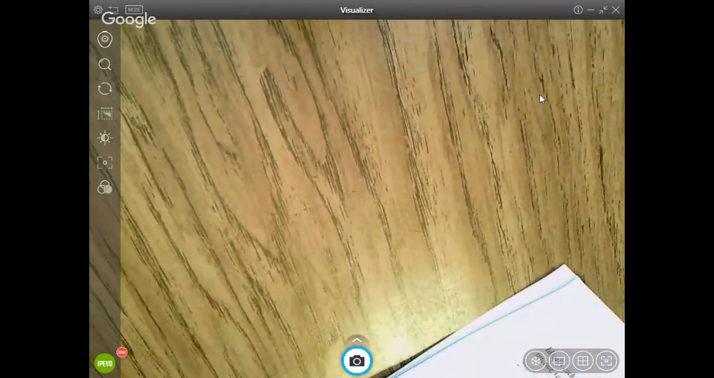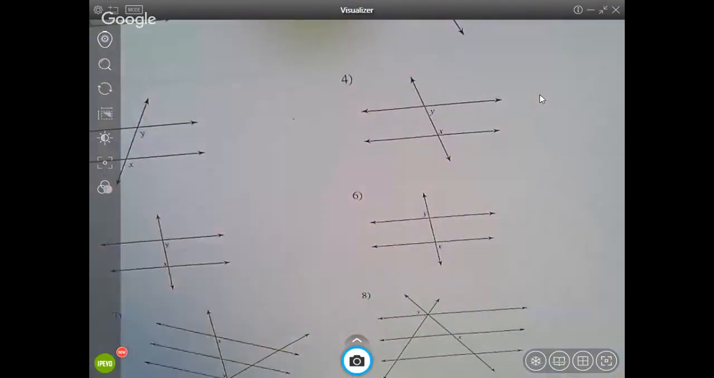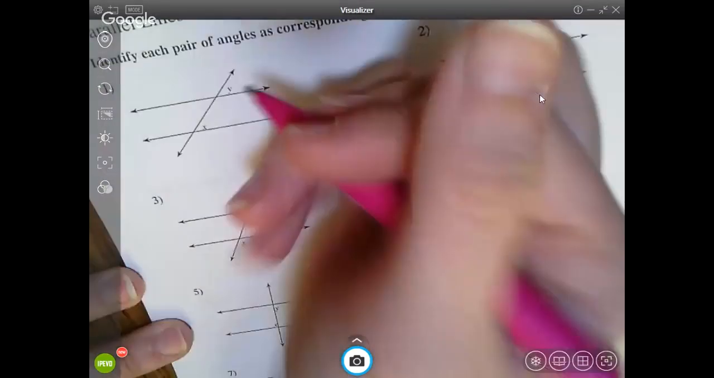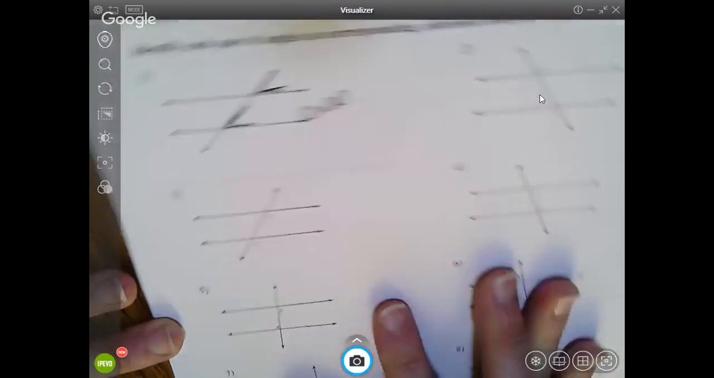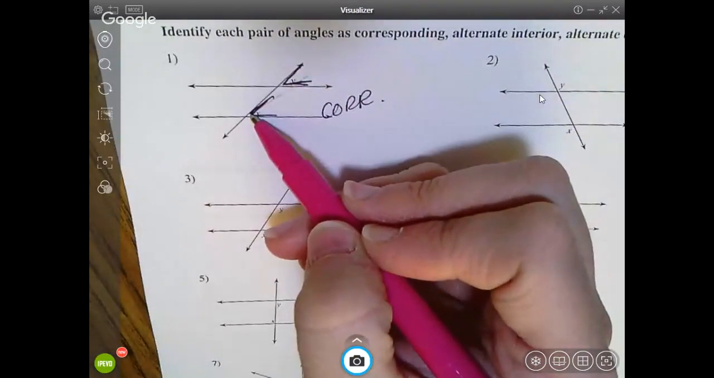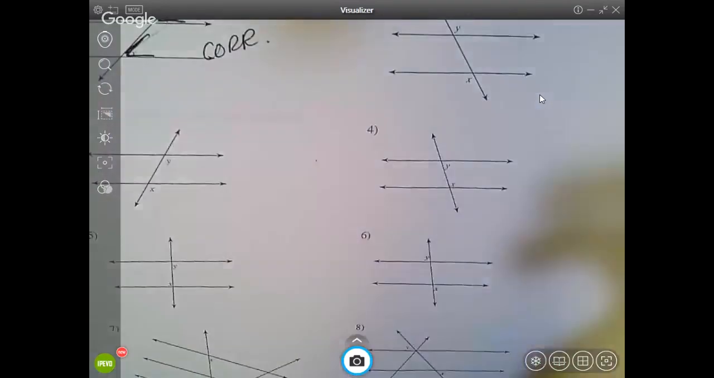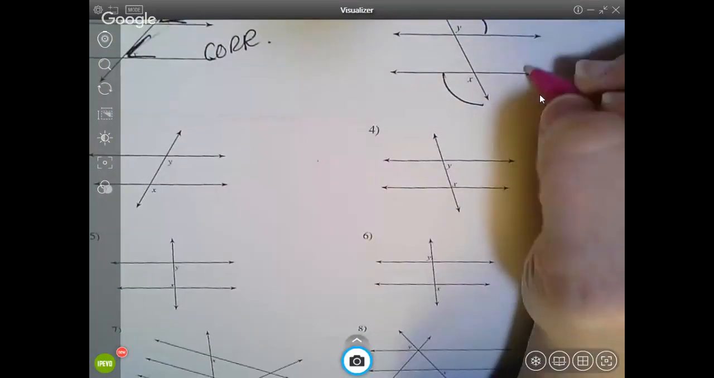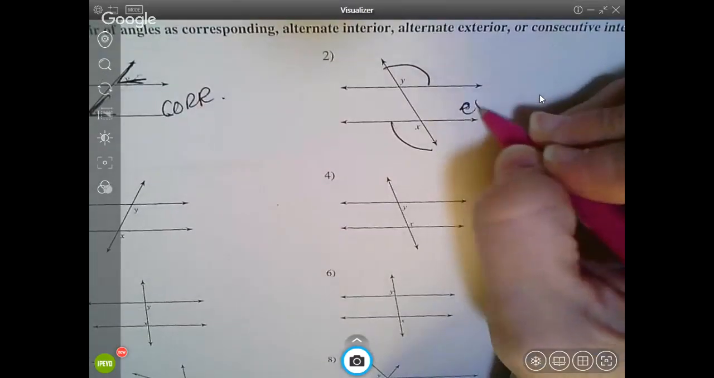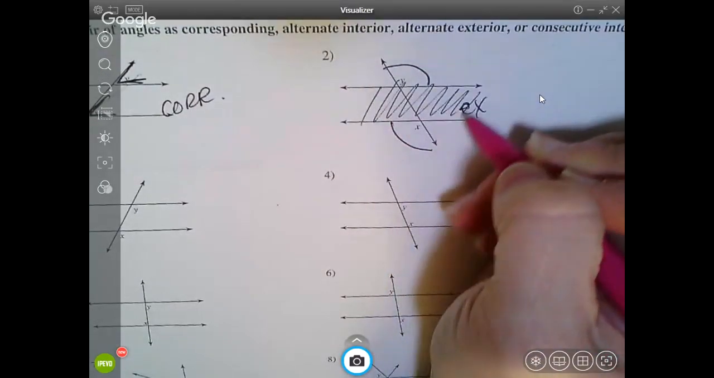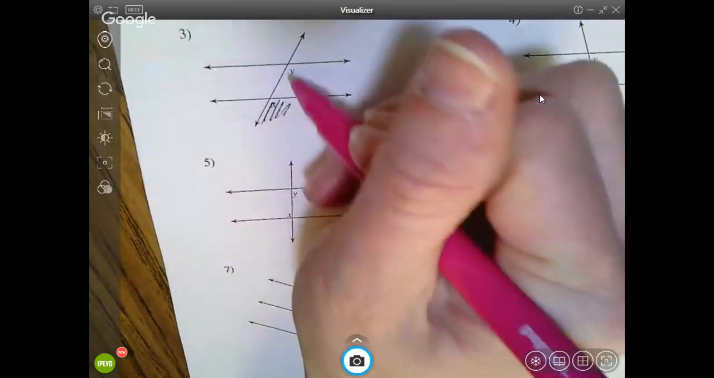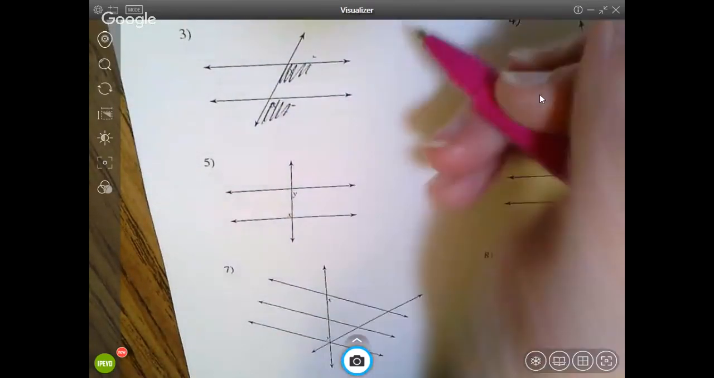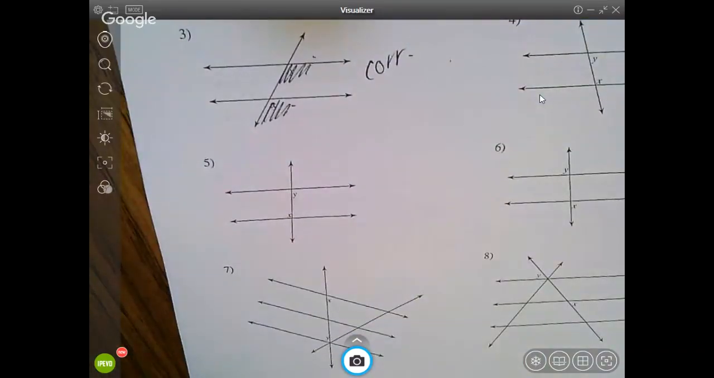Now you have questions on types of angles. As a reminder, if you have something like this, these are corresponding. They're corresponding because they can slide on top of each other. These right here are alternate exterior. They're exterior because they're outside the parallel lines and they're on opposite sides. Here's one angle, here's the other. Again, these are going to be corresponding because one's inside, one's outside.